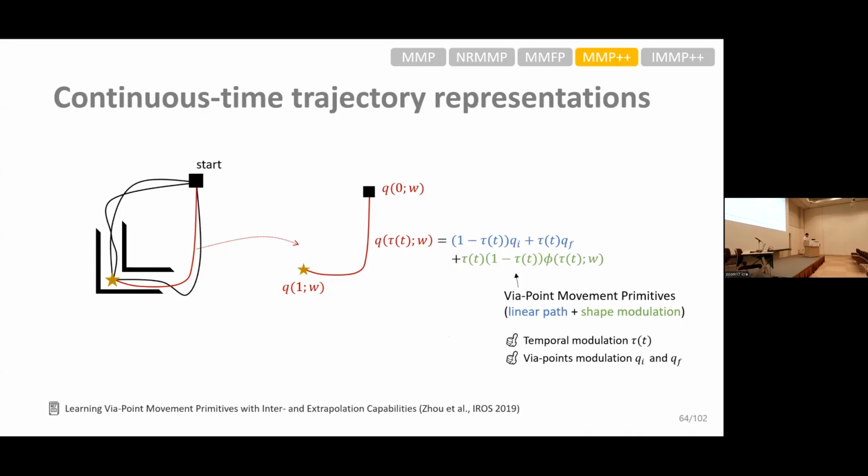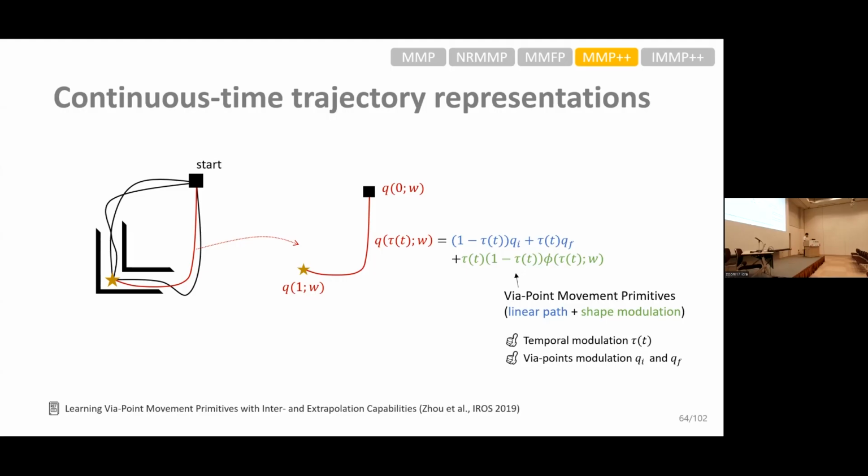So for example, given a fixed pair of initial and final points, we can use via point movement primitives. The parametric curve model consists of a linear path and a shape modulation term. It is designed to start and end at specified initial and final points. From a modulation perspective, there are two advantages of using this model. First of all, it allows the speed to be adjusted by setting any monotonically increasing function tau of t.